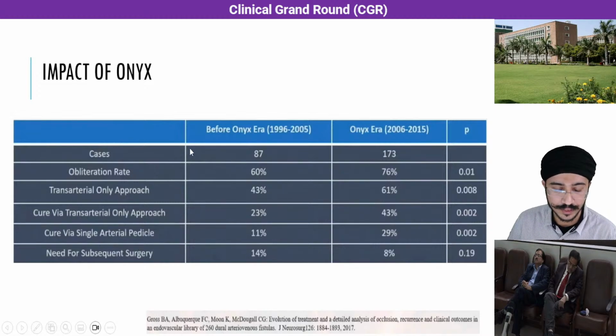So this is the impact table depicting the impact of Onyx. We can see that the total number of recruited cases, compared to the pre-Onyx era, has significantly increased, while the obliteration rate and cure rate have significantly improved, and the need for subsequent surgery has significantly decreased.